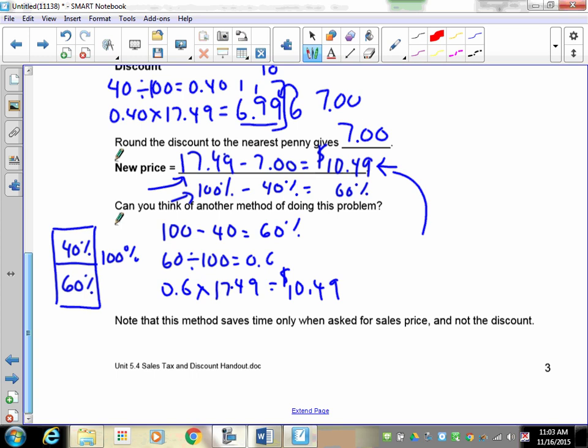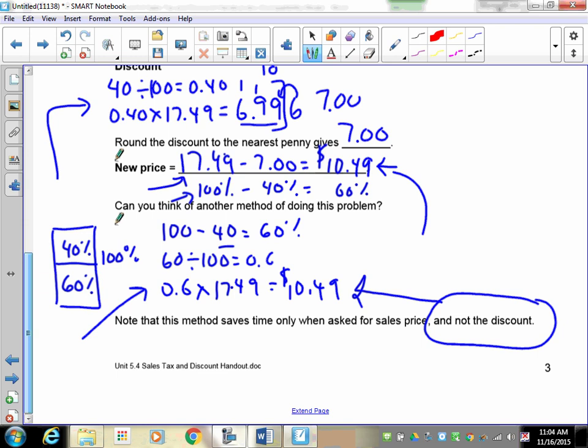However, if you're asked for a discount, it won't work, because this question eliminates the discount calculation from the actual work. It does it up here. It takes the 40% discount off here. So it won't tell you how much money the discount was. So if you're asked for a discount, you have to go back and do it the original way right here. But if you're asked for just a sale price, that method will work well.